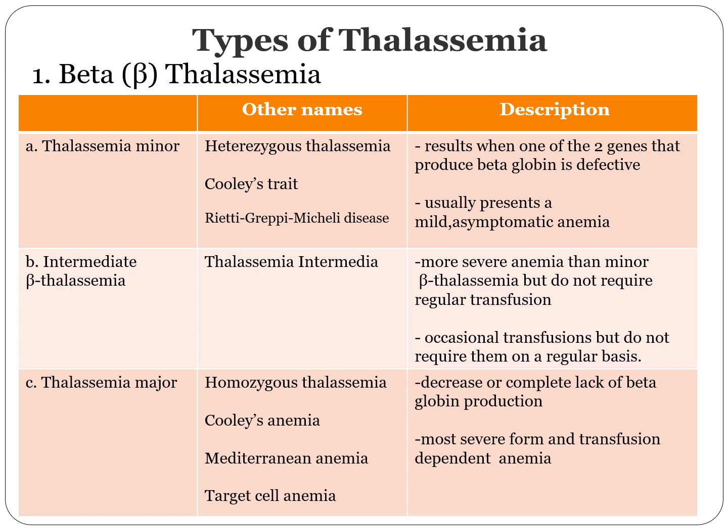Kaya tinawag siyang Cooley-Streight, kasi sila yung isa sa mga nakadiscover nitong thalassemia. Intermediate beta thalassemia or thalassemia intermedia, more severe anemia than minor beta thalassemia but does not require regular transfusion.